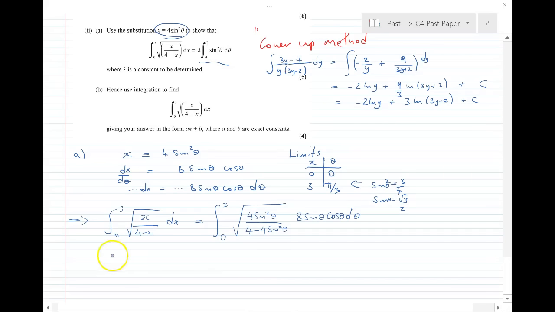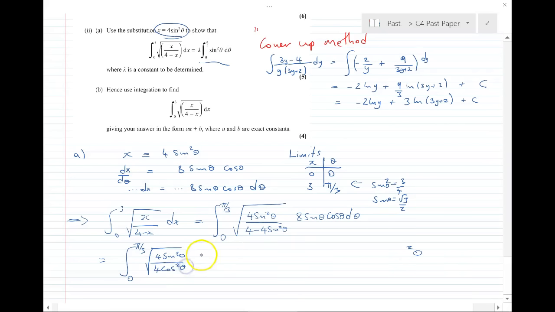Right, okay, that equals, I've not changed the limits, have I? Pi by 3 here. So that equals pi by 3 to 0 of the square root of 4 sine squared theta. At the bottom we really ought to recognise that that's 4 cos squared theta, because 1 minus sine squared theta is clearly cos squared theta. So we should recognise that without too much fuss as 4 cos squared theta.